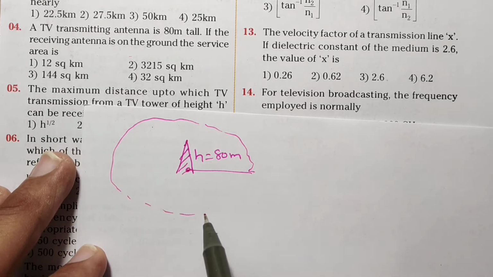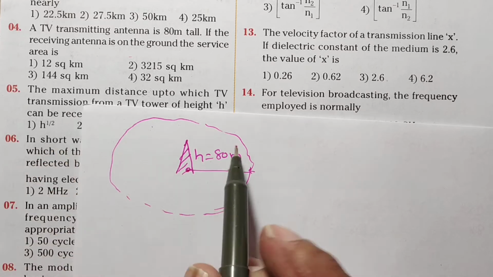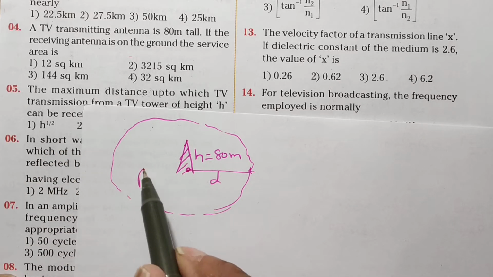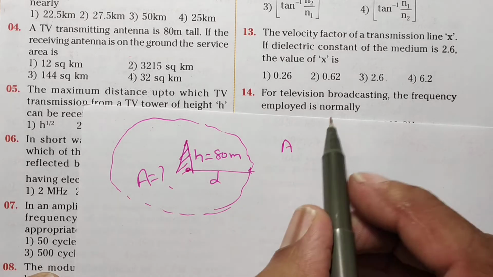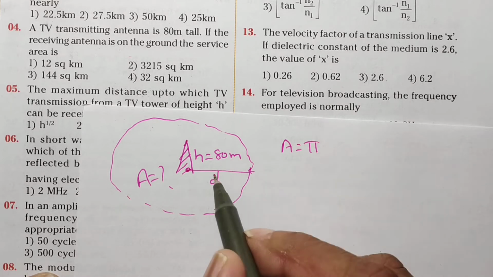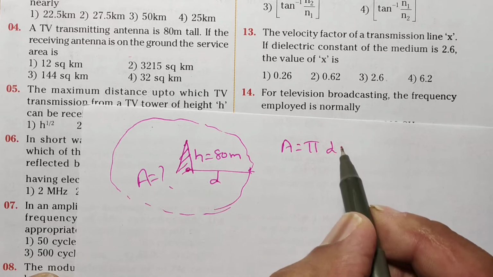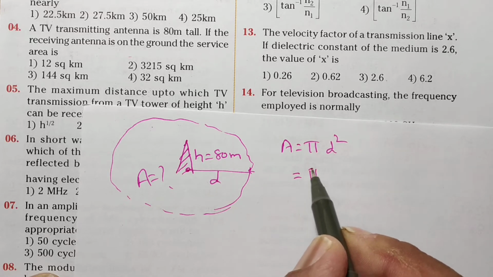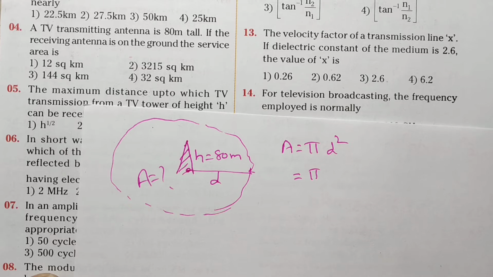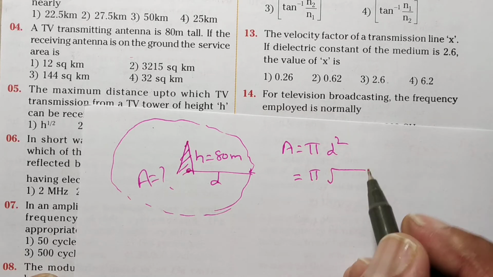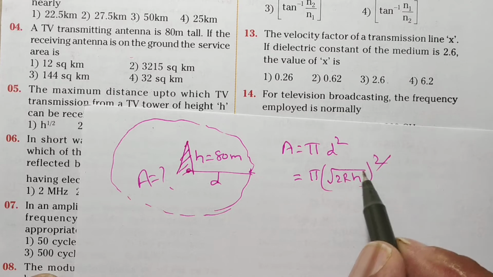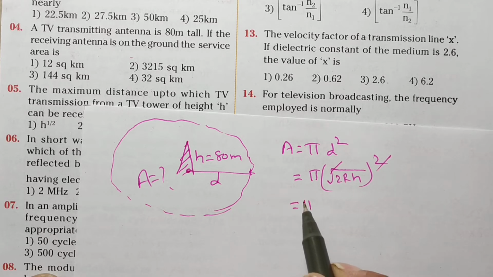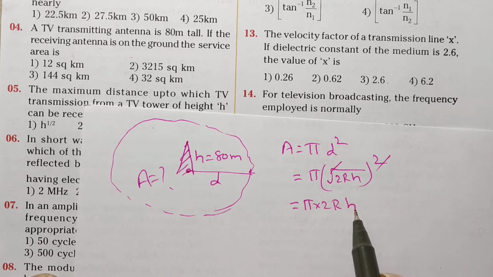How much distance is it going to be covering? We have to find the area. Area means, this is a circle, so area means pi r square. Here we are taking d, so pi d square. That means pi into, here d means the square root of 2rh, whole square. The square root gets cancelled. That means pi into 2rh.